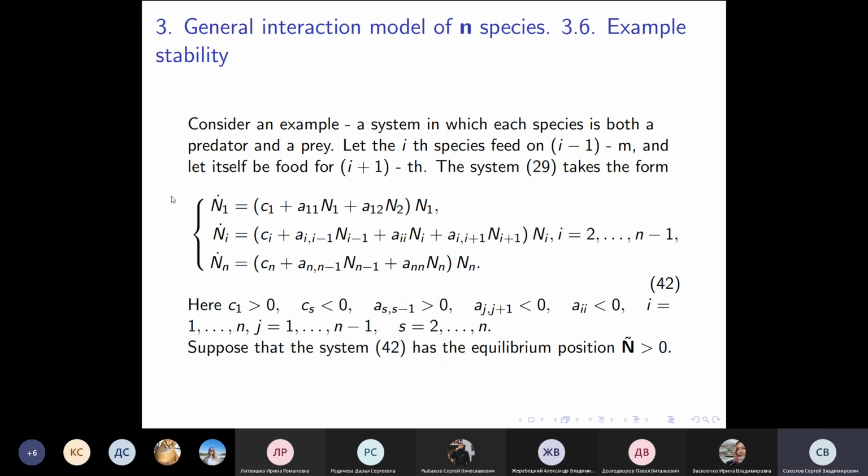An example. We consider a system where every one of them is both a predator and a victim. So let the ith species feed on the i minus first, and it is food for the next one.